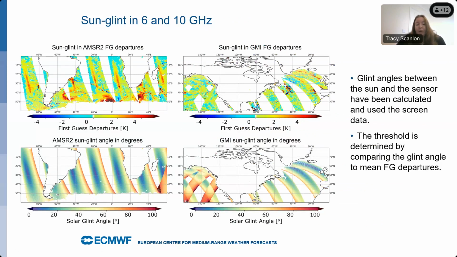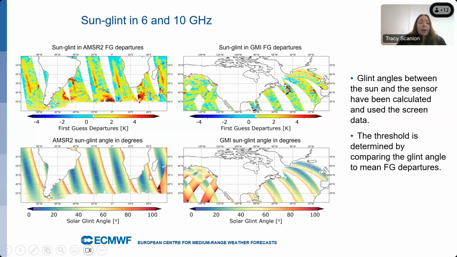So I've spent quite a lot of time the last year or so looking at the quality control of 6 and 10 gigahertz. One thing I haven't shown here is that we've had to adapt our coastline screening because of the larger footprint of 6 gigahertz. But something that was a little unexpected, although has been recorded in the literature before in a few papers, is sunglint. It's just how strong this effect is. So at the top here, I'm showing first guess departures on this side for AMSR2 and here for GMI. And you can see that there are these large streaks.